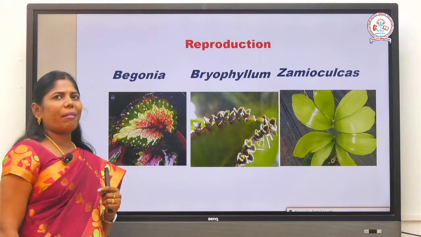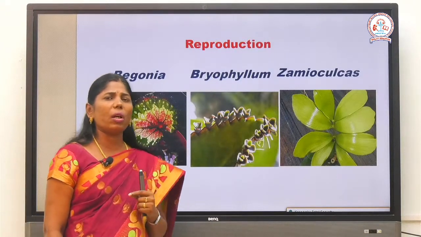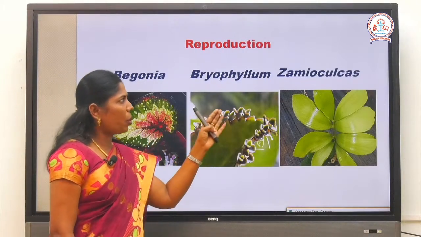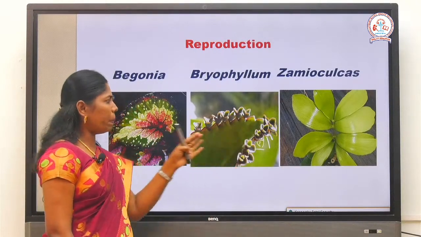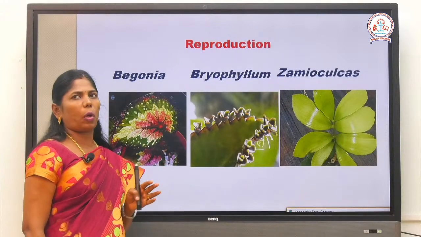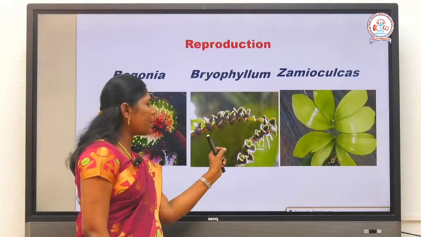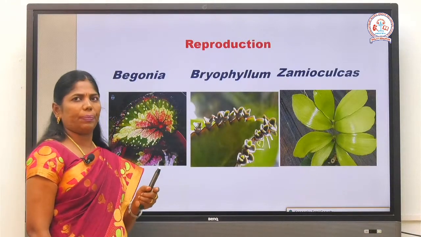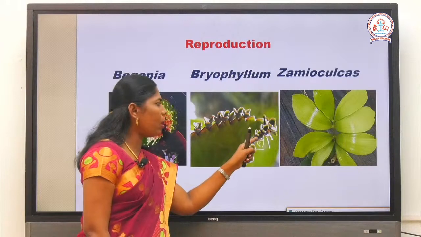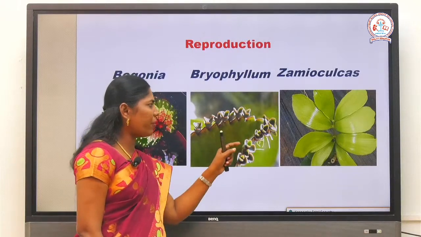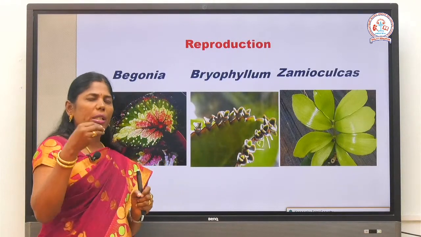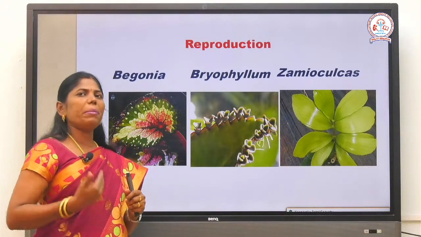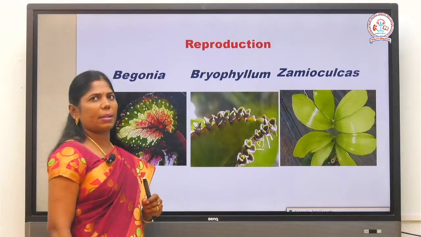Next we will see reproduction, how the leaves are involved in reproduction. In Begonia, Bryophyllum and Zamioculcas, these are all plants involved in vegetative propagation. You just take a small bud from the leaf, and it gives rise to your next generation, because small roots are there. The roots arise from the base of the bud, so it fixes a daughter plant into the soil, and from that a new generation arises.